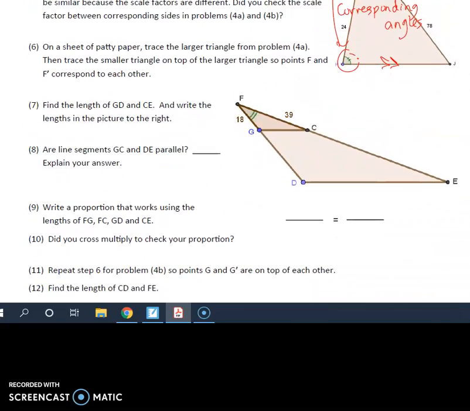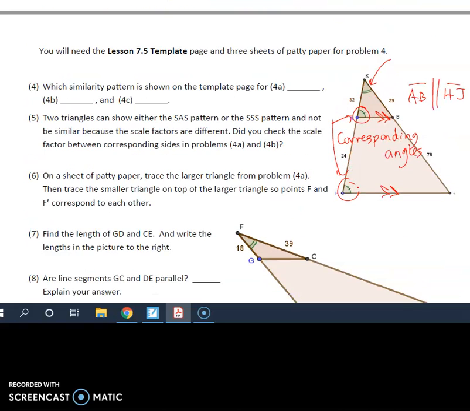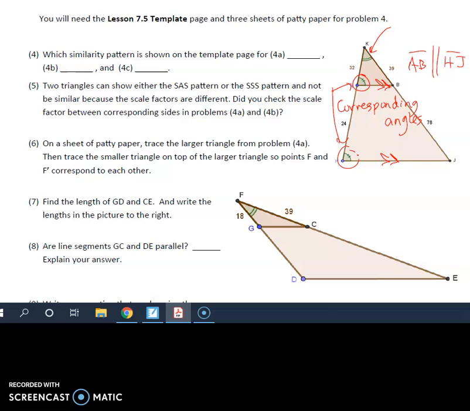So I've got the triangle started next to problem number 7, and what they're asking you to do is find the remaining information. On a sheet of paper, trace the problems. Make sure point F and point F prime are on top of each other. It also asks you to identify the similarity patterns being illustrated in problems 4A, 4B, and 4C. So go ahead and complete problem 4, and use tracing paper to copy that pair of nested triangles, very similar to what's being illustrated.